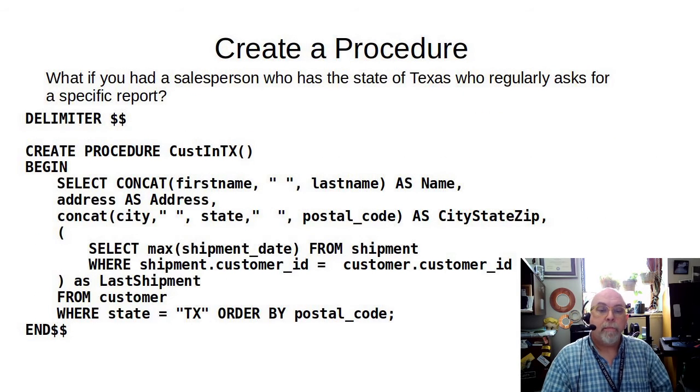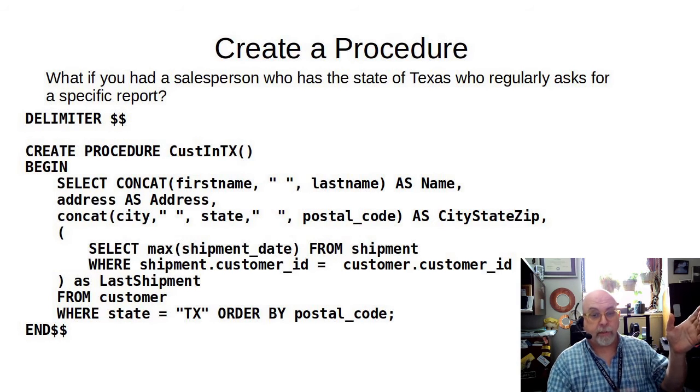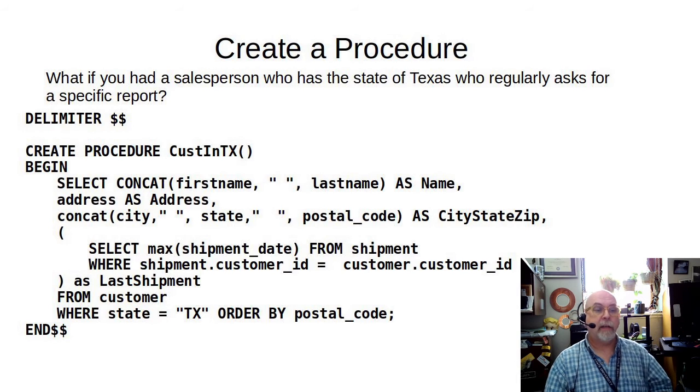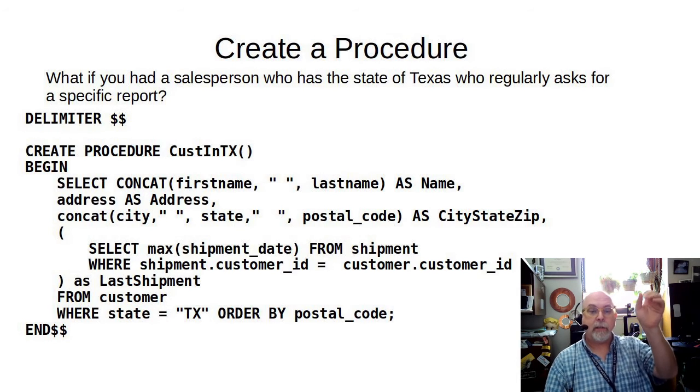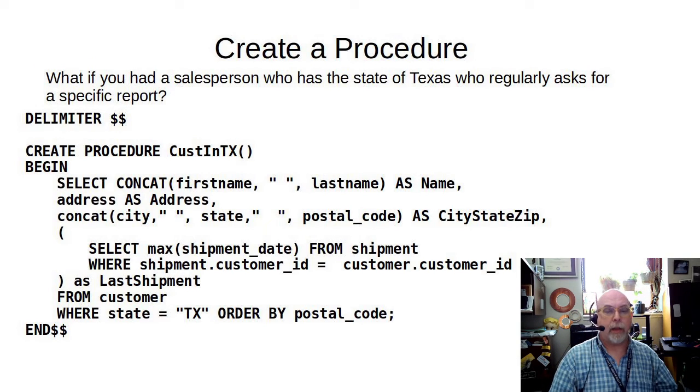Okay, so maybe we've got a salesman in Texas who regularly asks for a very specific report. He wants to see a column with first name, last name, because he calls everybody by their first name, of course. He wants to see their address. In the third column, he wants their city, state, and zip code. And in the fourth column, he wants to see the last date we shipped something to the customer.